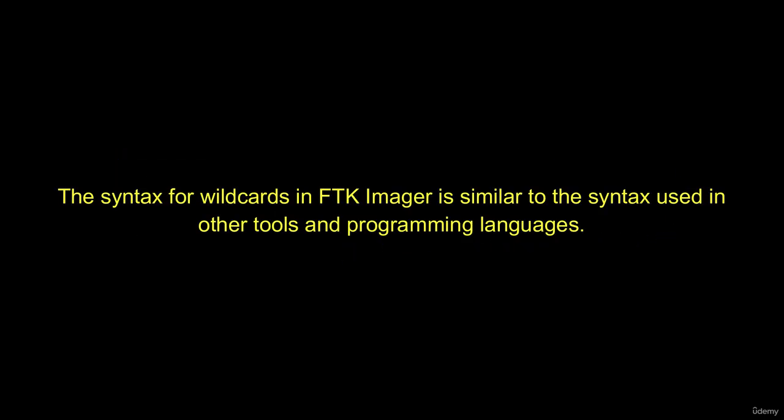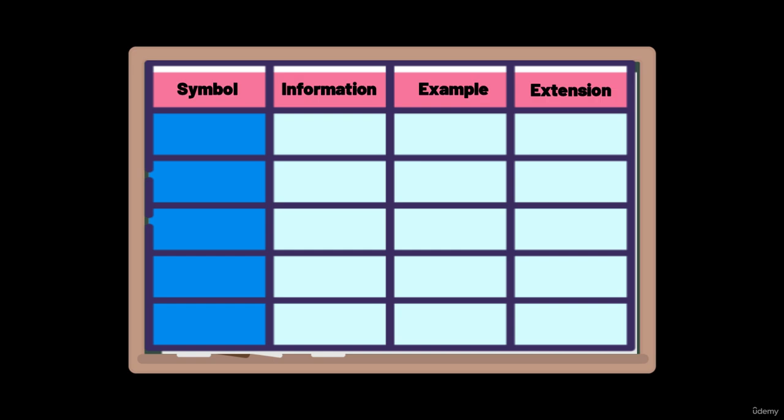Wildcard syntax. The syntax for wildcards in FTK Imager is similar to the syntax used in other tools and other programming languages. You can see the most commonly used wildcard characters in FTK Imager listed on the screen. Let's see. The first thing is the asterisk, that is the star symbol, which replaces any series of characters in a file name and extension. That means this matches zero or more characters.